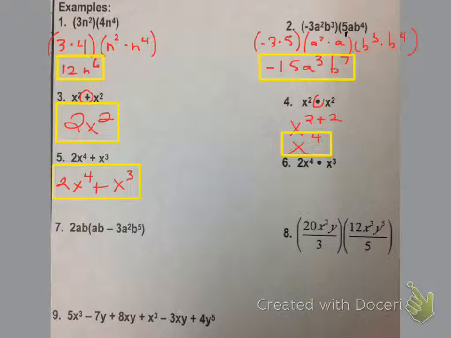What are we doing here? Multiplying. So can I multiply these together? Yeah, you can multiply anything together. So let's take out the coefficients. What are my coefficients? 2 and 1.